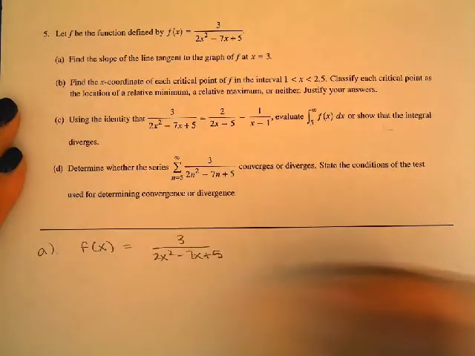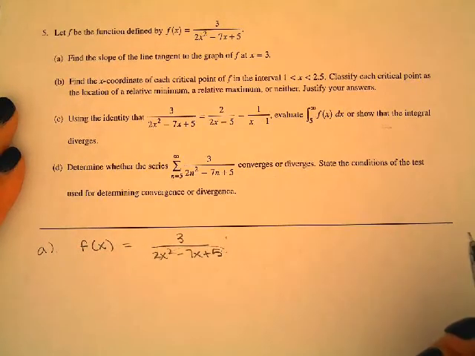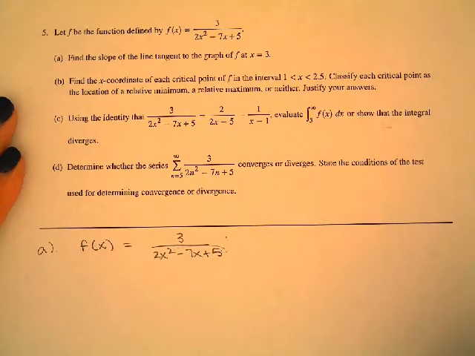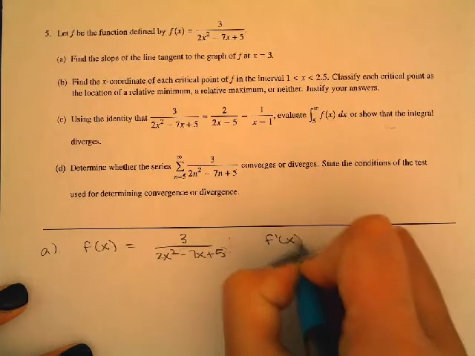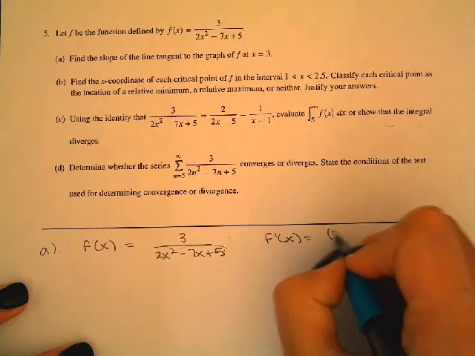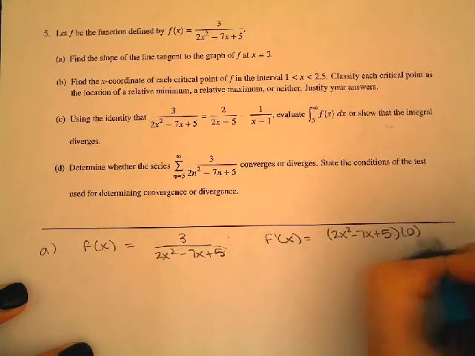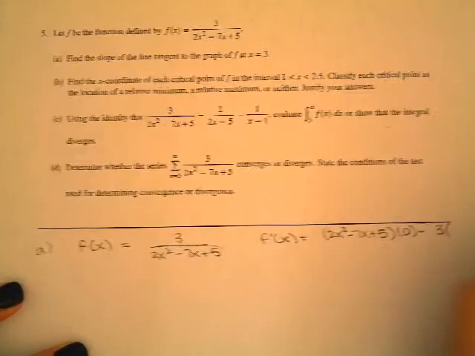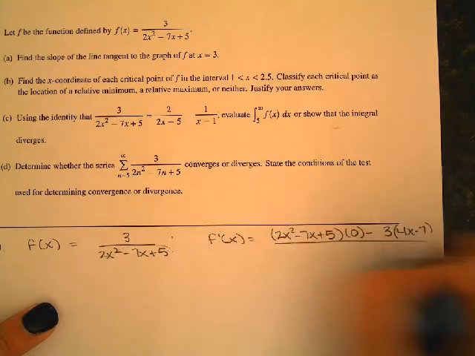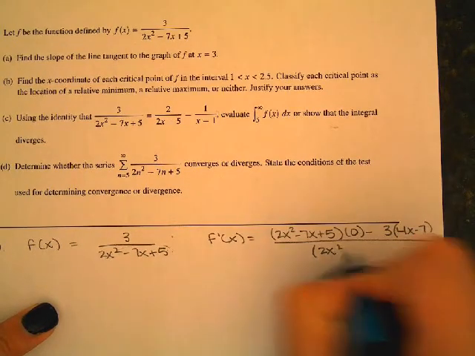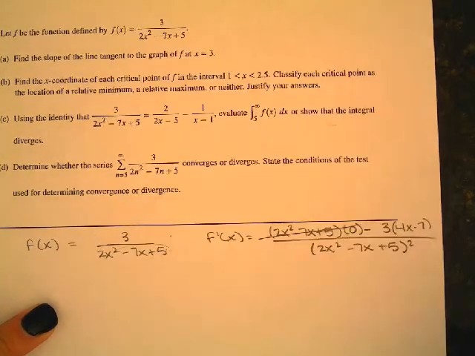You can use the quotient rule, or you could take this, bring it up to the top with an exponent of -1 for the whole thing, and you could use the chain rule. It's up to you. I'm going to go ahead and use the quotient rule because my guess is that's what most people would do. So we're going to say low d high minus high d low, divided by low squared. Because that's times 0, that's nothing.